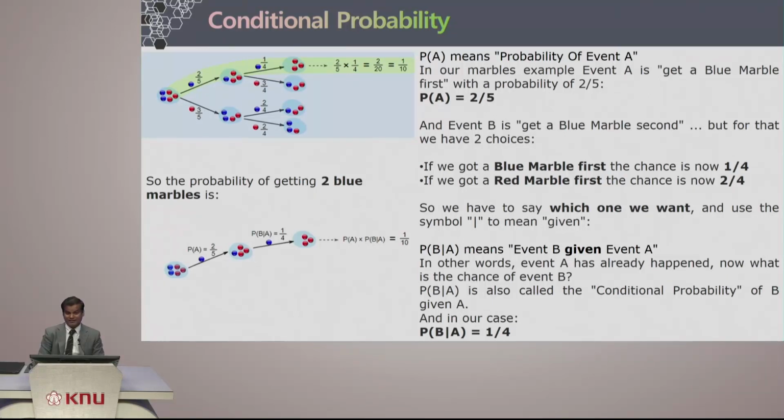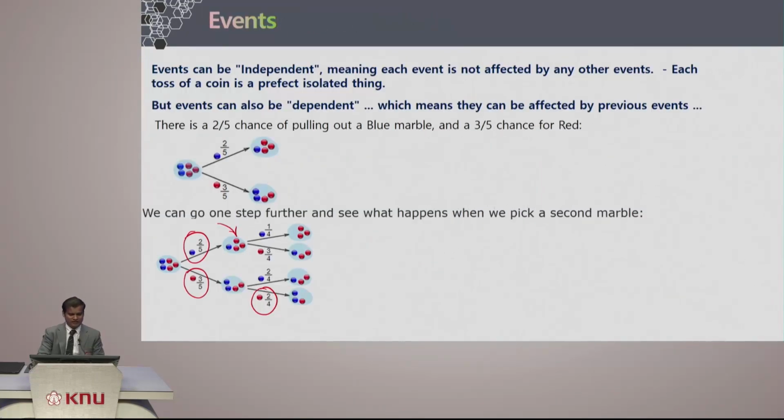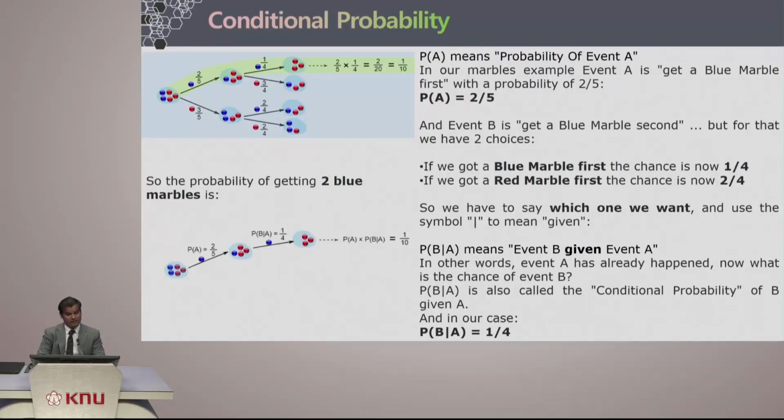As the word condition implies, it has to satisfy certain conditions. When we say P of A, which means the probability of event A, in our marble example the event A is getting a blue marble first, with a probability of 2 by 5, the same thing we have seen here, right? For getting a blue marble, it is 2 by 5. Let's consider that as event A. So P of A is 2 by 5, and event B is getting a blue marble second.